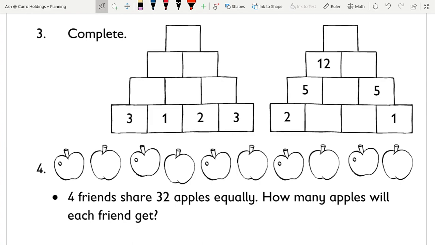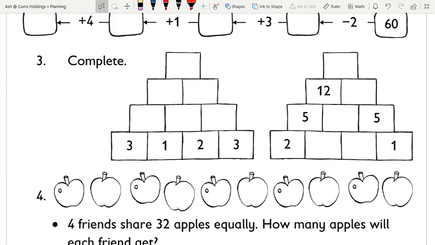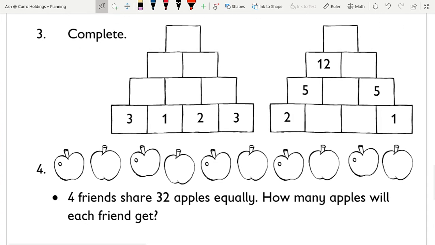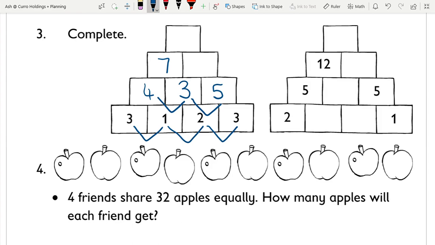Number 3 says complete. These are our famous pyramids that we love so much. So the first one looks very simple. So we simply say 3 plus 1 is 4. 1 plus 2 is 3, and 2 plus 3 is 5. 4 plus 3 is 7, and 3 plus 5 is 8. 7 plus 8 is 15.